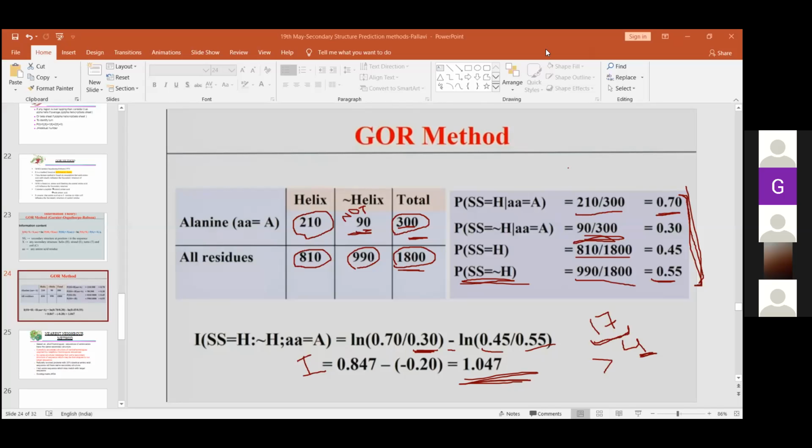Okay, let's talk about next method. I'll clear my screen first. It's not clearing.